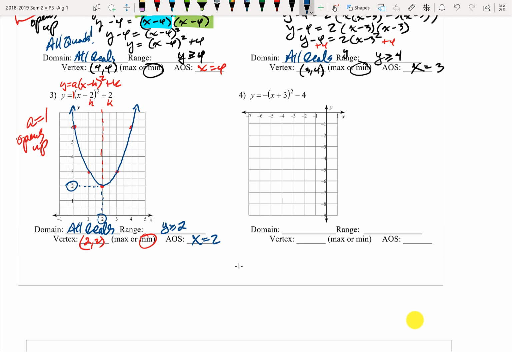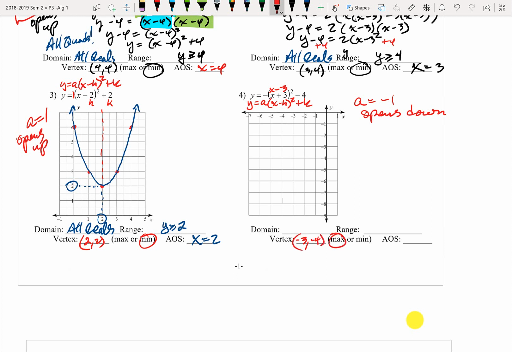All right, and the next one, we've got a little different function here. y equals a times (x minus h) squared plus k. Now here, a equals -1, so it opens down. All right, h is -3 because this can be re-expressed as x minus -3. x minus -3 is the same as x plus 3, so h is negative in this case, and k is -4 because it's a -4 instead of a +4. So the vertex here is (-3, -4).